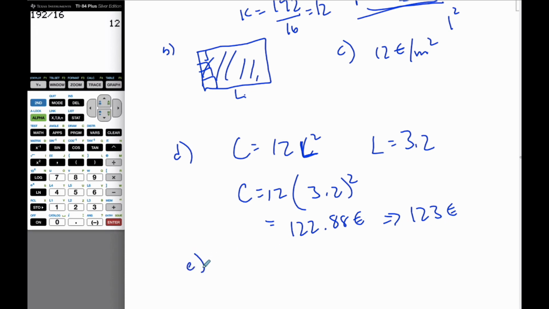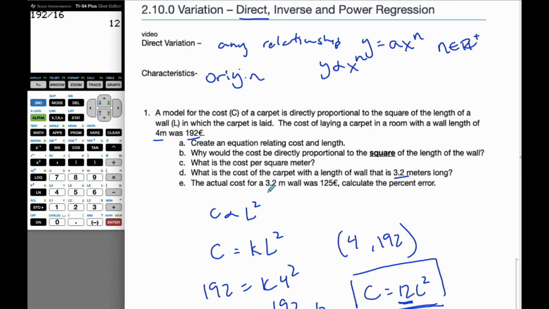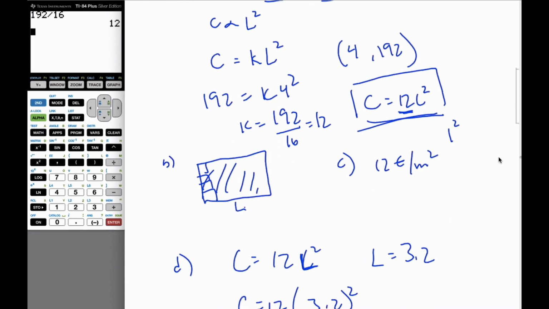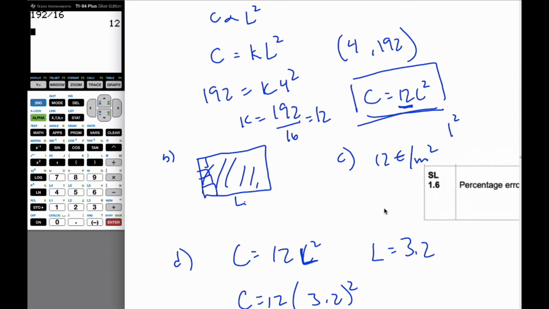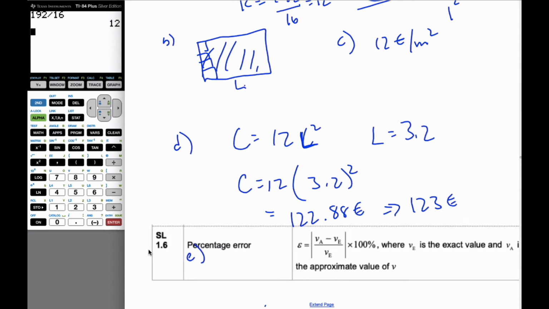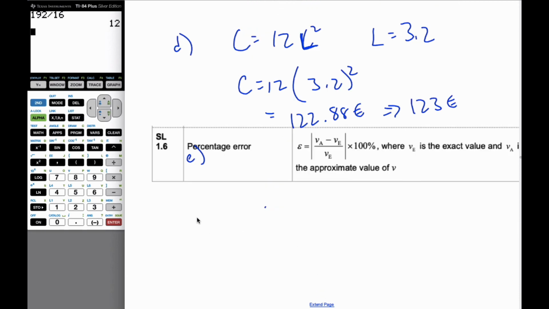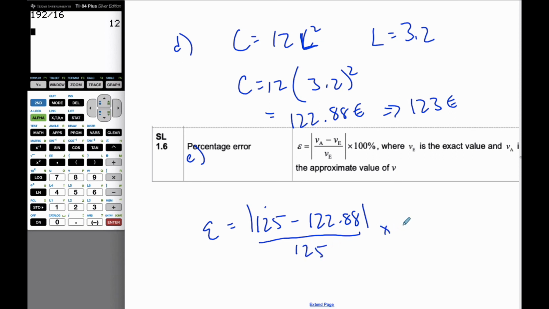And then finally, the last part says the actual cost for a 3.2 meter wall is 125 euros. Calculate the percent error. In doing this, our formula booklet has this particular formula for percent error. The error is the exact value, which I know is 125, minus the approximate value, divided by the exact value. I recognize that I have it written in here backwards, but because it's an absolute value, it will not matter. And so I go over the exact value, times 100.